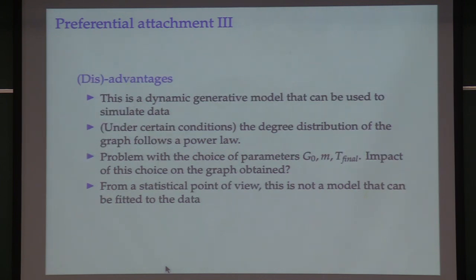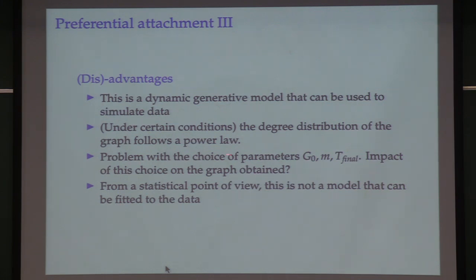Okay, I see many disadvantages of this preferential attachment model. One of the advantages is that it's a dynamic generative model that you can use to simulate data. It's very easy to construct a graph in this way. Under certain conditions, the degree distribution of the graph will follow a power law. So that's realistic in some sense, more realistic than Erdős–Rényi.